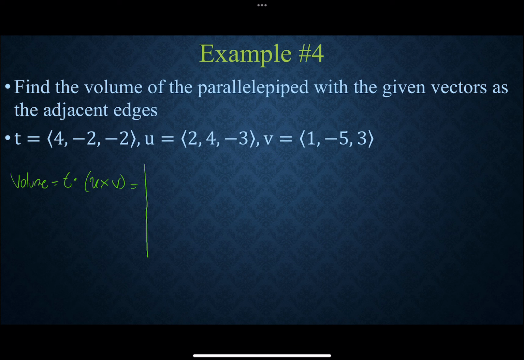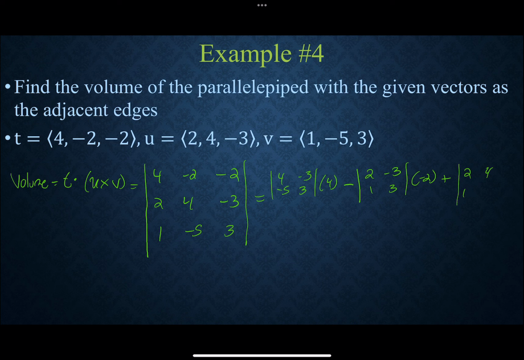So we set it up so we would have 4, negative 2, negative 2, 2, 4, negative 3, 1, negative 5, 3. Ignoring the 4 row and column, we'd have 4, negative 3, negative 5, 3, and we multiply by that 4. And then minus, ignoring the negative 2 in the middle, row and column, we'd have 2, negative 3, 1, and 3, multiplied by that negative 2. And then plus, ignoring the last negative 2 up top, its row and column, we'd have 2, 4, 1, negative 5 times that negative 2.